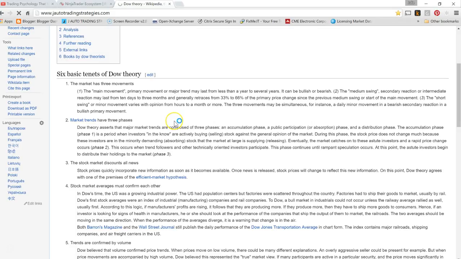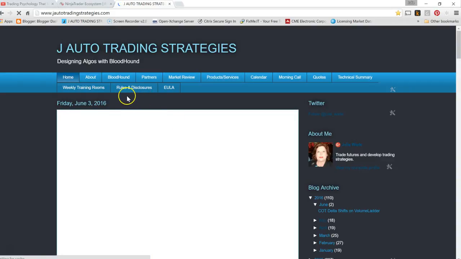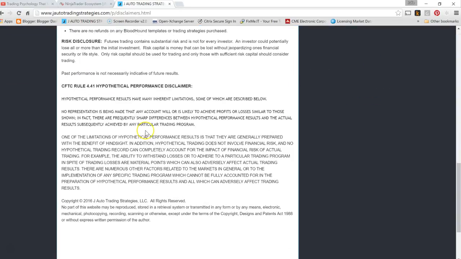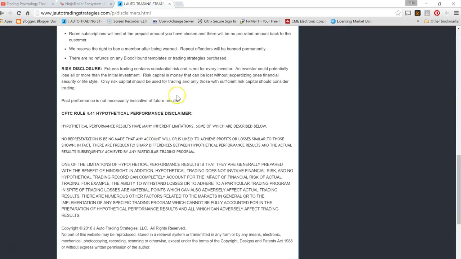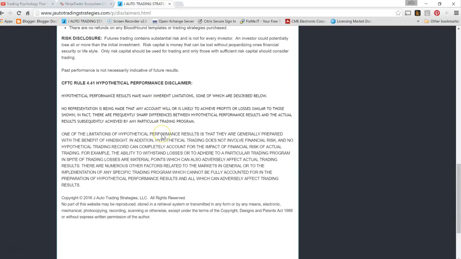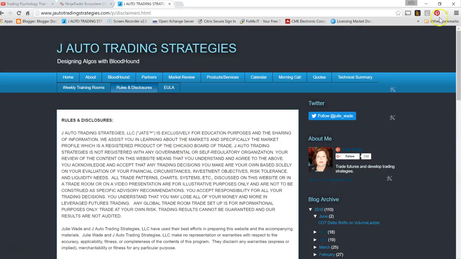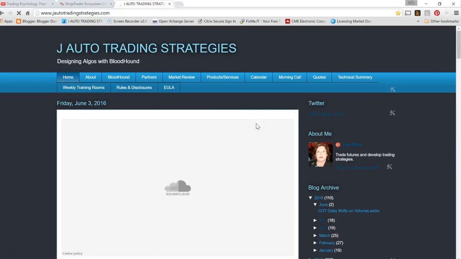There are disclosures that you need to be aware of. Futures trading, you're using a lot of leverage, and it contains substantial risk. You can absolutely lose every dime in your trading account. The hypothetical performance disclaimer, very important. Read, be aware that this is a highly leveraged situation.